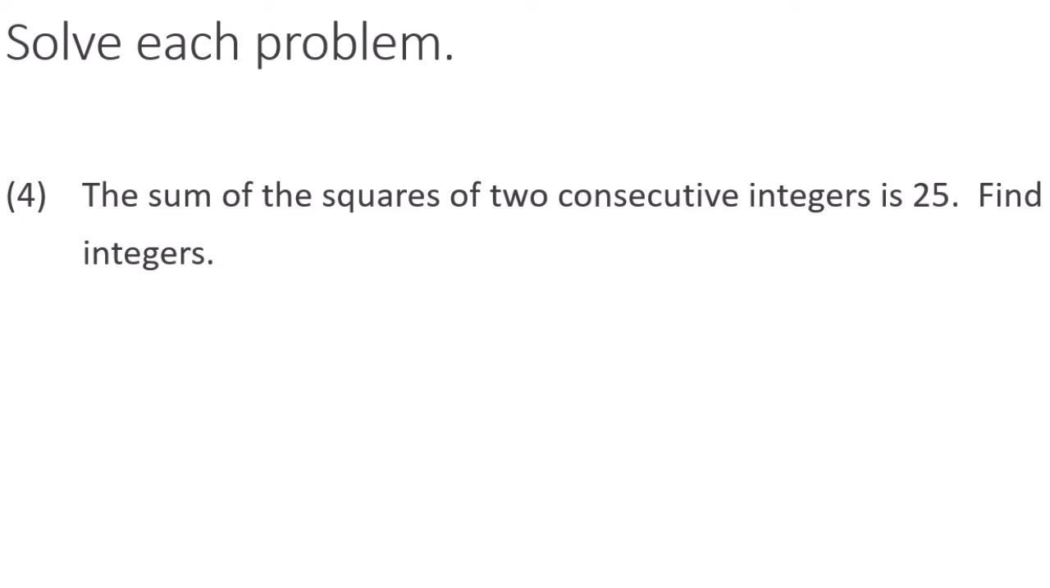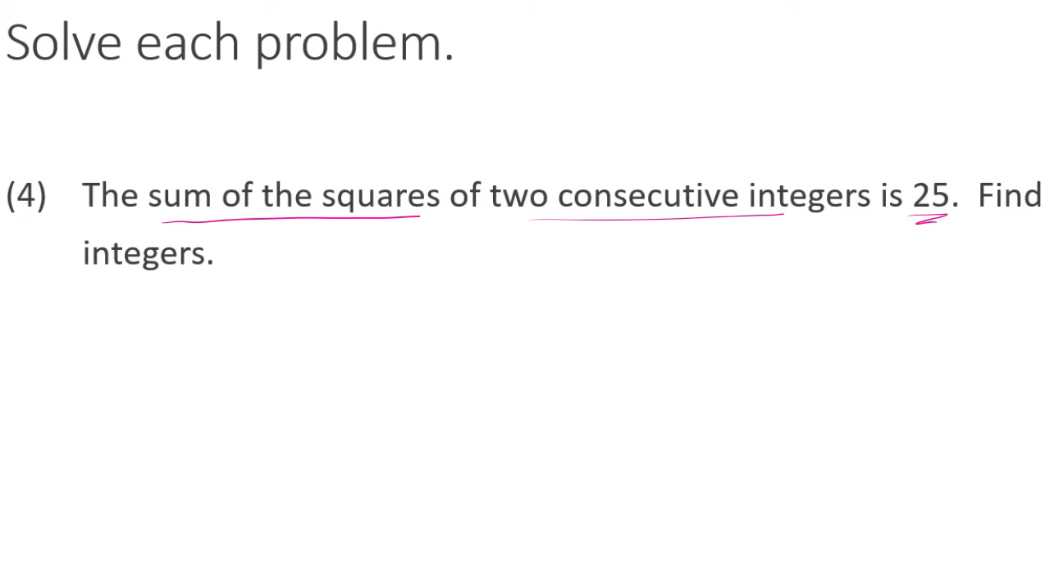All right, at this point, I think we're pretty good at solving them. So let's just work on setting these up. We won't solve these all the way through, but we'll just set them up, okay? So here it says the sum of the squares. So the sum of the squares of two consecutive integers is 25.